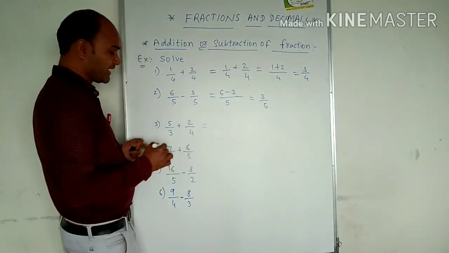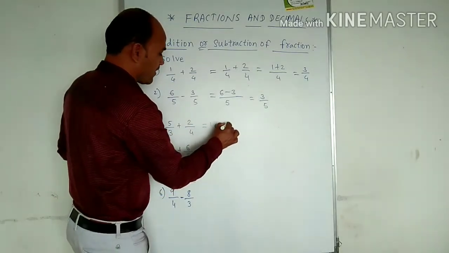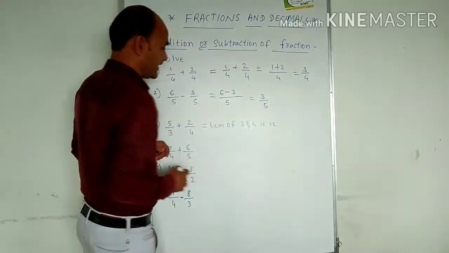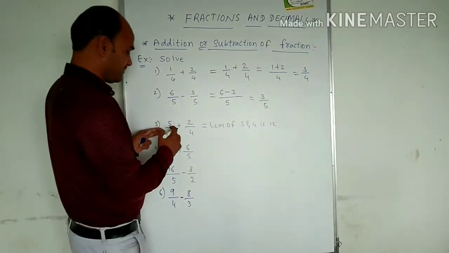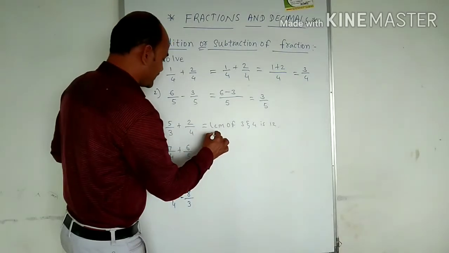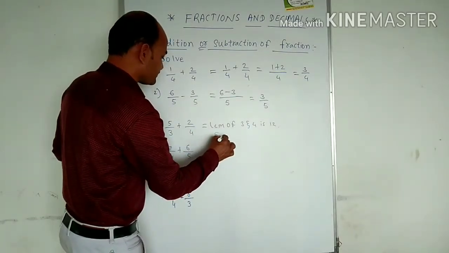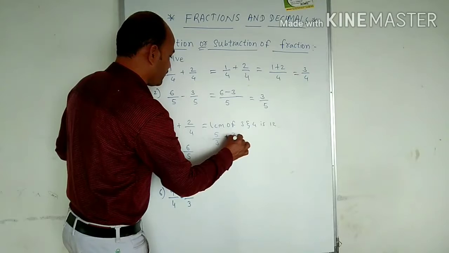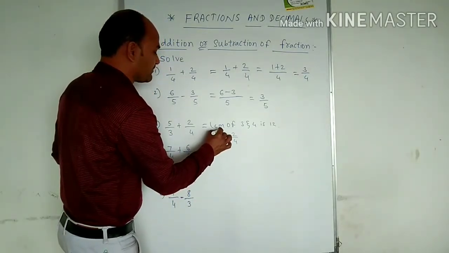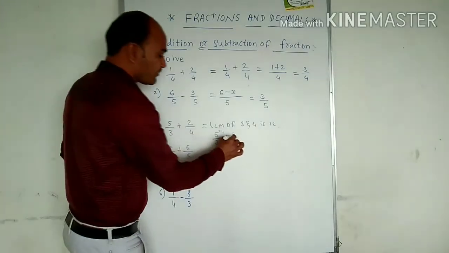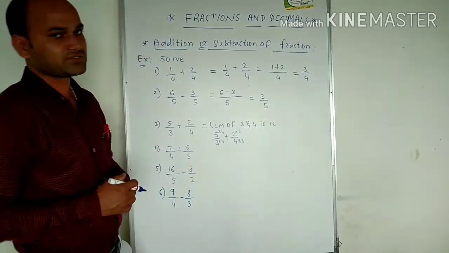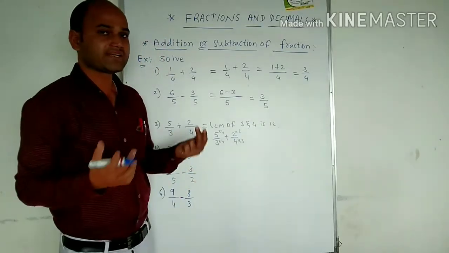So we make the denominators 12. For example, take 5 upon 3 plus 2 upon 4. 3 fours are 12, so multiply by 4. 4 threes are 12, so multiply by 3. We write equivalent fractions and make the denominators the same.